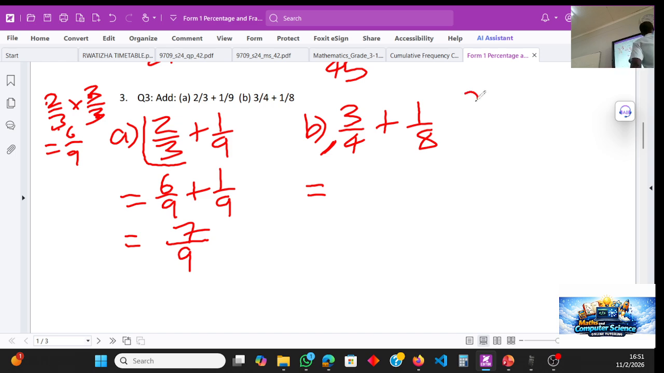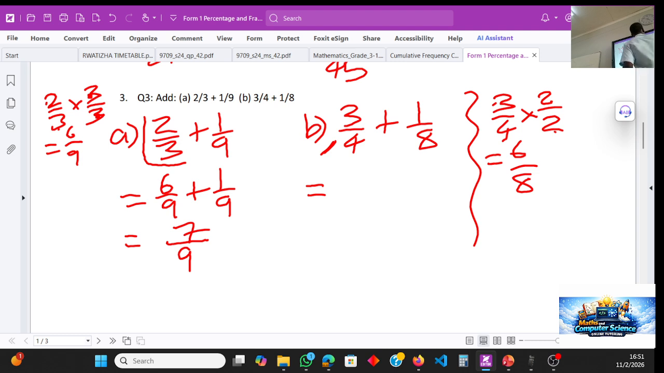So if I take, let me just do the calculation aside, I have 3 over 4. If I want my denominator to be 8 without changing anything, I'll multiply both numerator and denominator by 2 over 2, which is equivalent to 1. So that's 3 times 2 giving us 6, 4 times 2 giving us 8. So those two, 3 over 4 and 6 over 8, they're equivalent, meaning I'm allowed to say 6 over 8 plus 1 over 8.